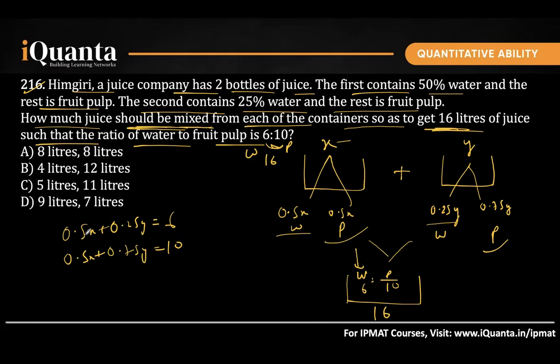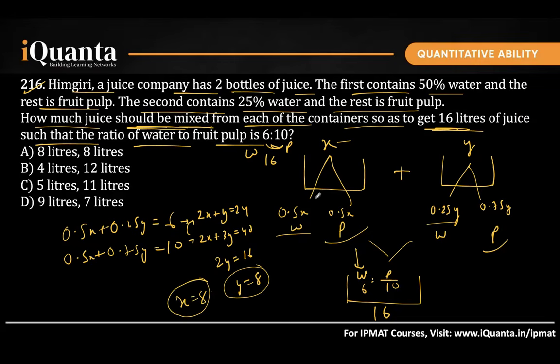How to solve this? See, can you multiply to get rid of these decimals? Can you multiply the first entire equation by 4? You will get 2X plus Y equal to 24. The second equation, if you multiply by 4 on both sides, you will get 2X plus 3Y equal to 40. Now just deduct these. 2Y will be equal to 16, Y will be 8. If Y is 8, obviously X is also 8. So you needed 8 liters of this, 8 liters of this. That will be your answer.